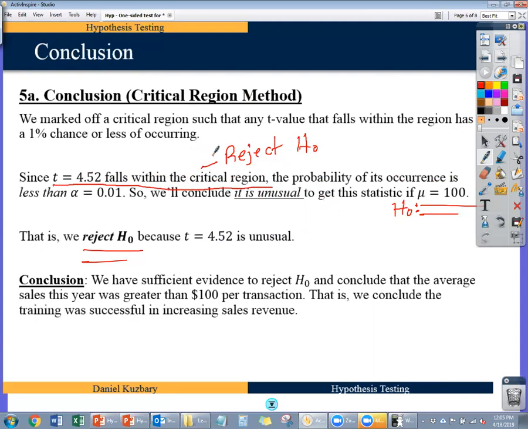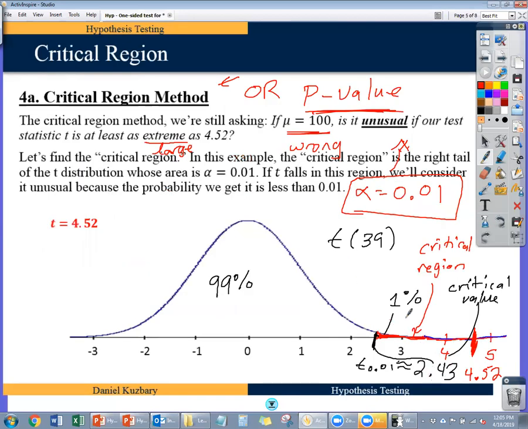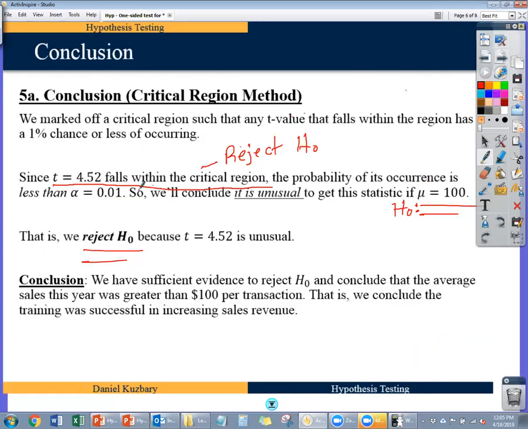So if you're looking for a rule that works for every hypothesis test, if the test statistic falls in the critical region, reject H naught, period, end. So if you set the critical region right, if you found that cutoff, in this case being 2.43, everything bigger than that, you reject. That's the rule. If it doesn't fall in the critical region, you don't reject. So our conclusion then is we have sufficient evidence to reject H naught and conclude that the average sales this year was greater than $100 per transaction. That is, we can conclude that the training was successful in increasing sales revenue. So this second sentence is my not statistical sounding one, but it's a good conclusion that people can understand who haven't taken a statistics class.